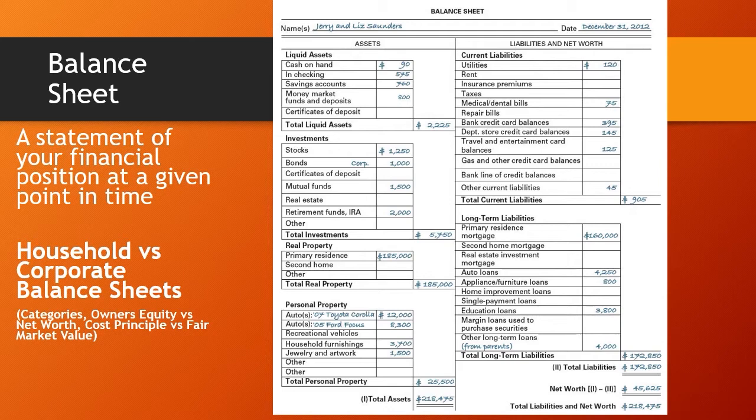Another way to say that is if we took everything we owned, we sold it, and we paid off everything we owed, what would be left over? That's net worth. It's a measure of your wealth. And so in some cases, like when I was in college, I actually owed more than I owned. And for me, that meant I had a negative net worth.